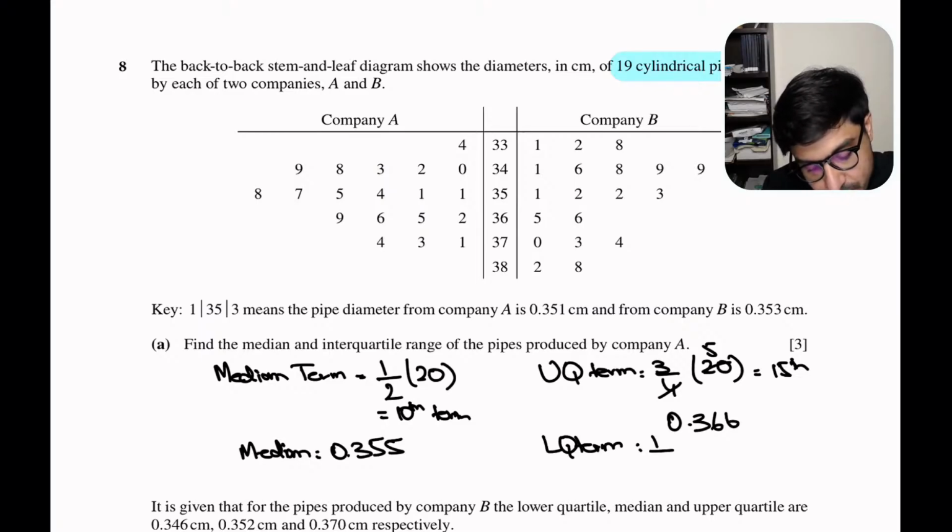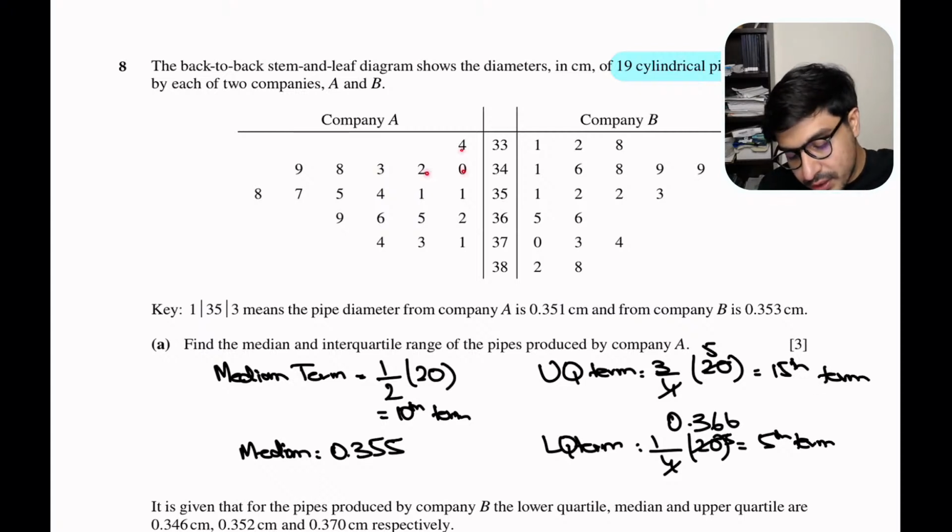The lower quartile term is going to be what? 1 over 4 multiplied by 20, and it's going to be 5. So it's going to be the fifth term, right? If I talk about the fifth term, it's going to be 1, 2, 3, 4, 5, right? So it's going to be 0.348. So 0.348, that is going to be the fifth term.